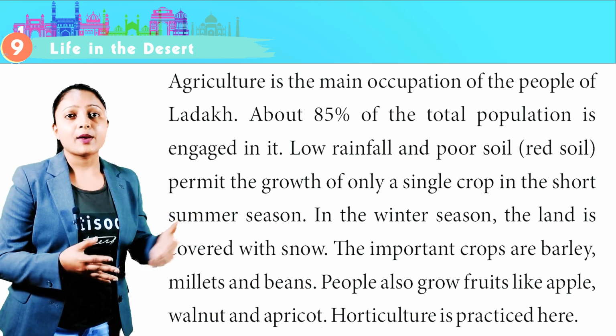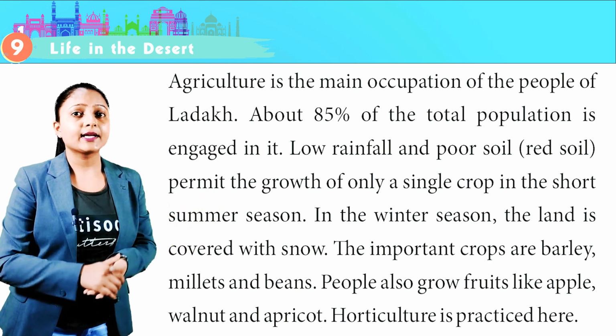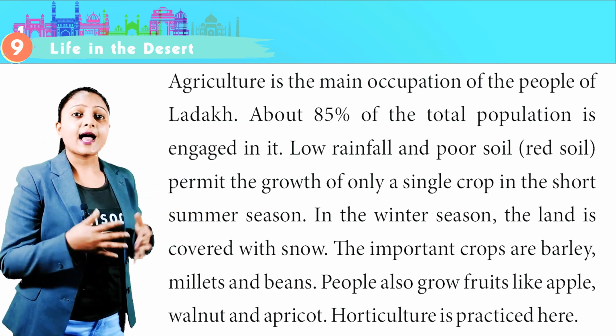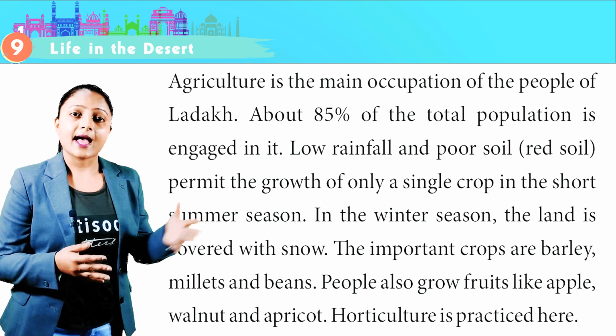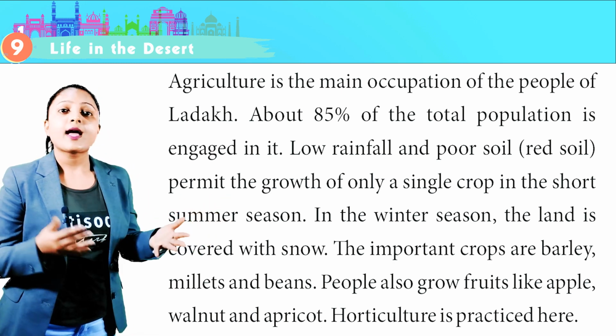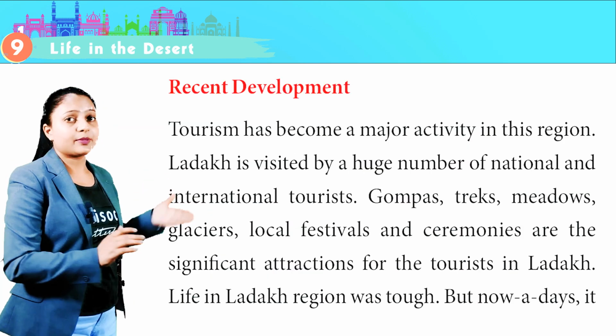Low rainfall and poor soil, red soil, permit the growth of only single crop in the short summer season. In the winter season, the land is covered with snow. The important crops are barley, millets, and beans. People also grow fruits like apples, walnut, and apricot. Horticulture is practiced here.